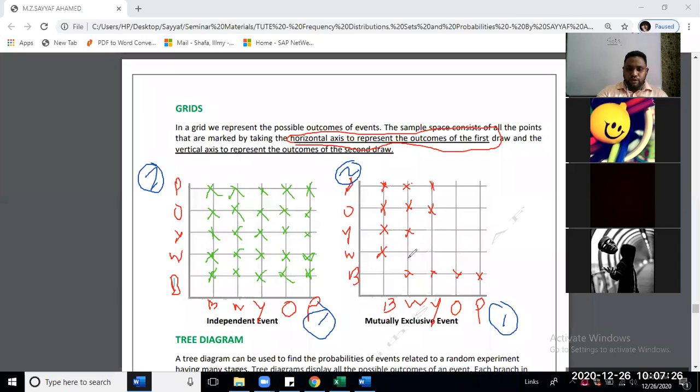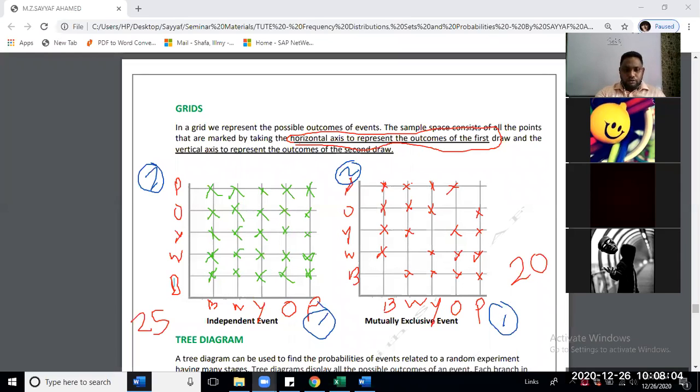So blue, blue, white, white, yellow, yellow. This corner, the origin, is left over. So here the total outcome, or the total sample set, has 5 into 5, 25 numbers. Here 25 minus 5, that is 20, is the total number of possible outcomes.